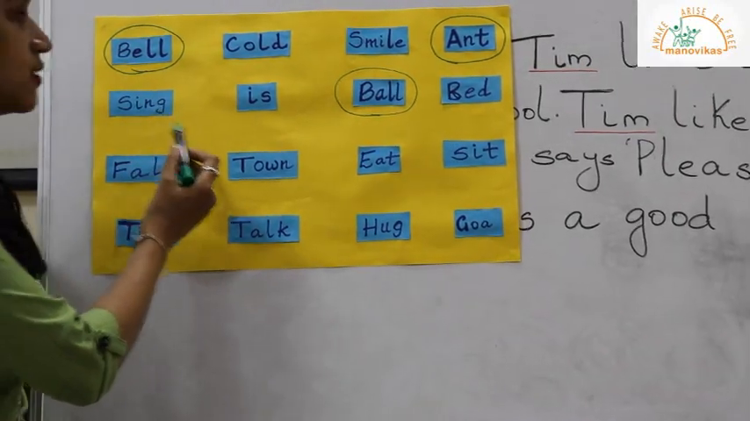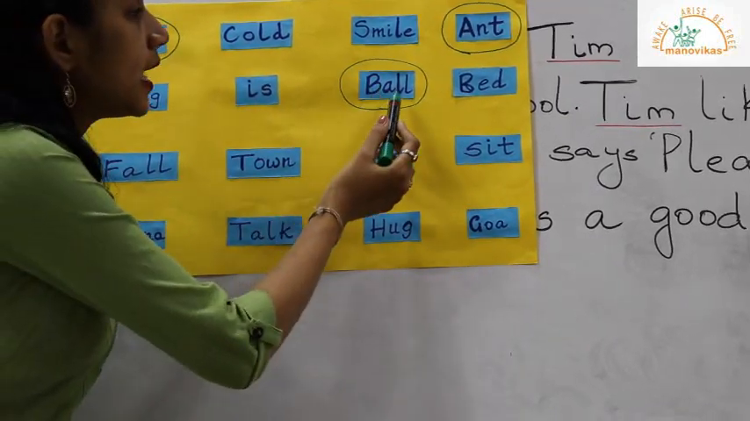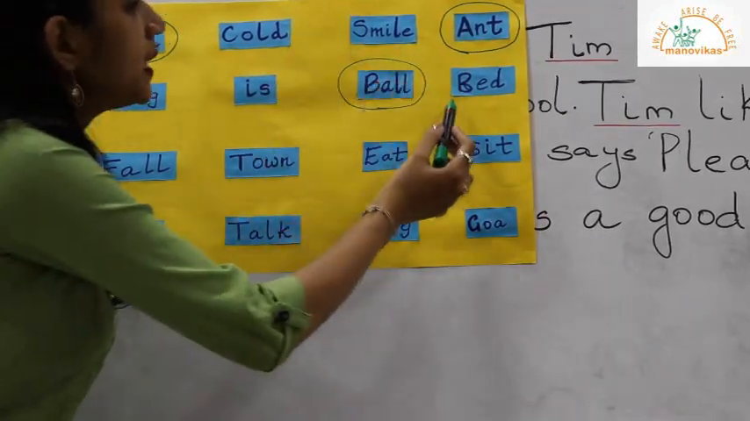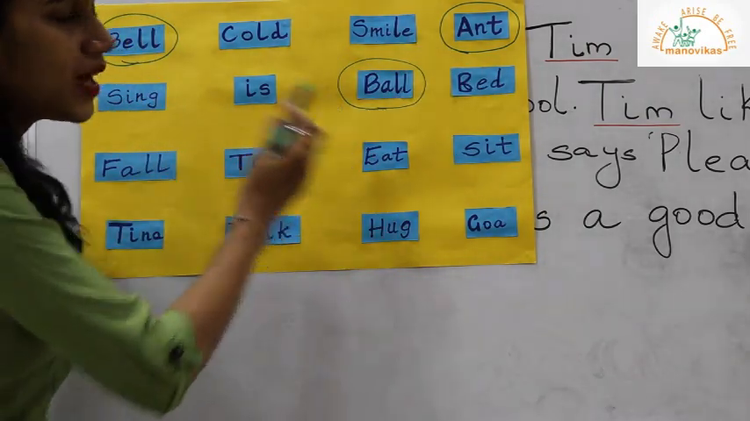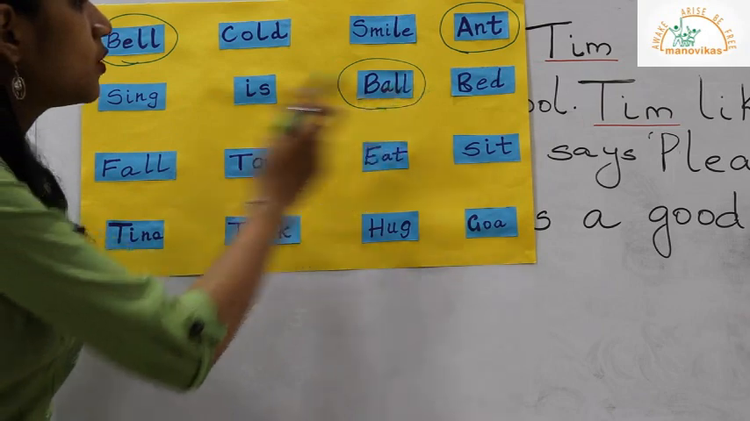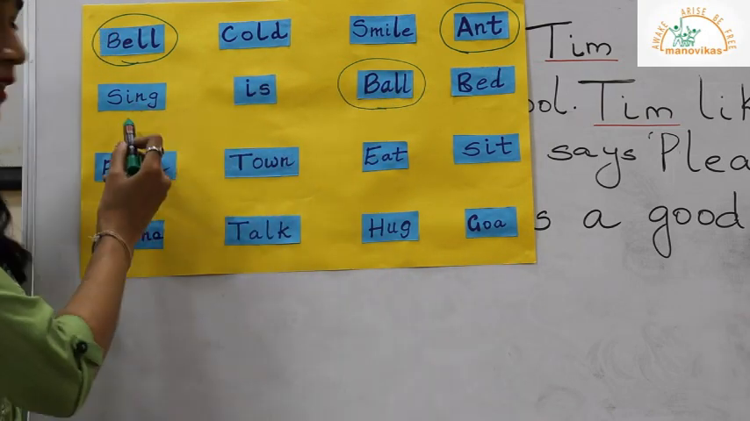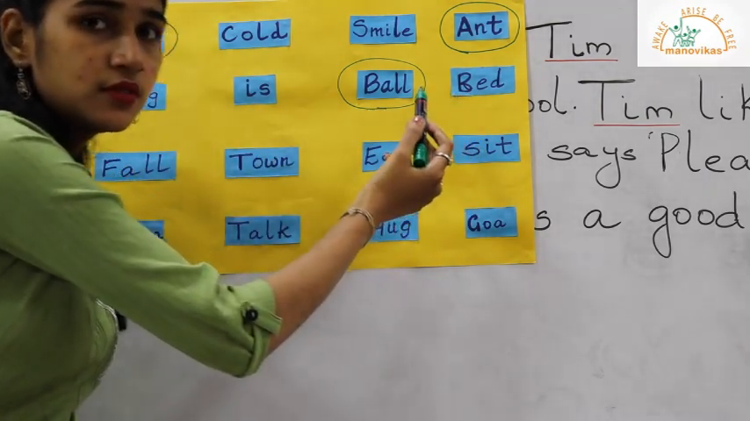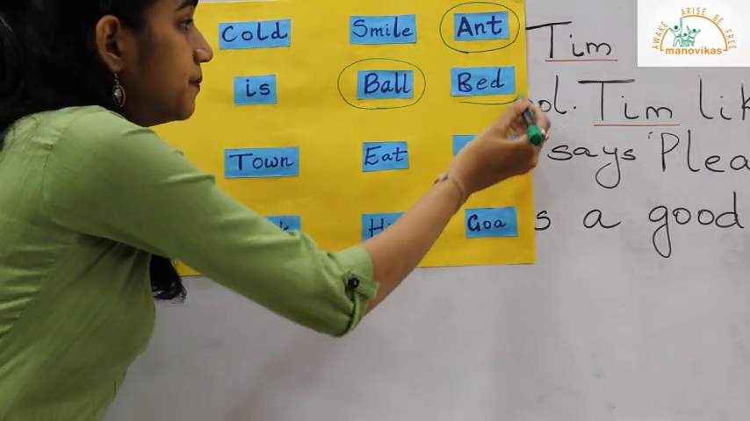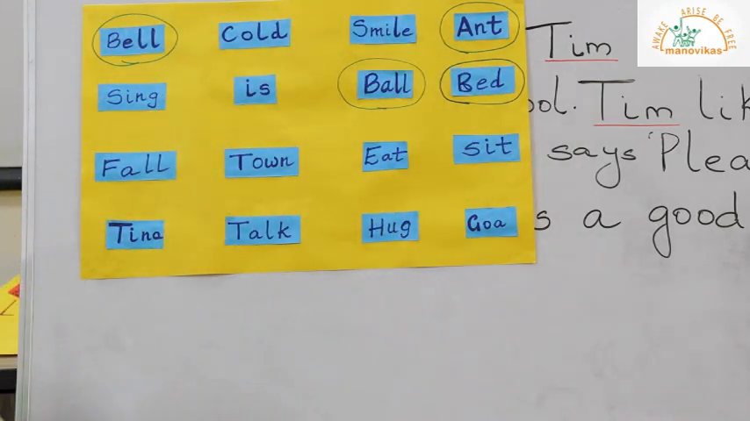S-I-N-G, sing. I-S, is. B-A-L-L, ball. B-E-D, bed. Tell me students, I have circled one noun. Which is the other noun from these words? Is it sing, is or bed? Yes, it is bed. Let's go to the next one.